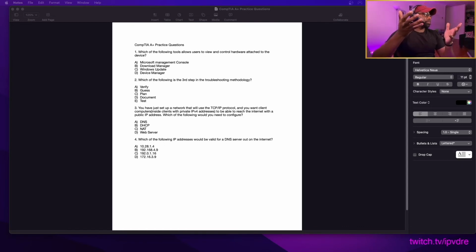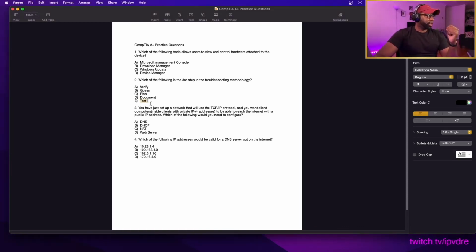So obviously it's the third one, right? Which is to test the theory to determine the cause, which is E right here. Can I highlight it? Or can I bold it? Let's see if I can bold the whole thing. Nope. Just bold it. Yeah, bold the whole thing. Boom. So that one is straightforward.